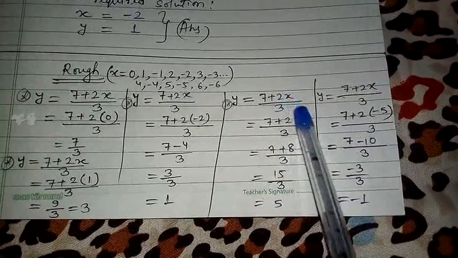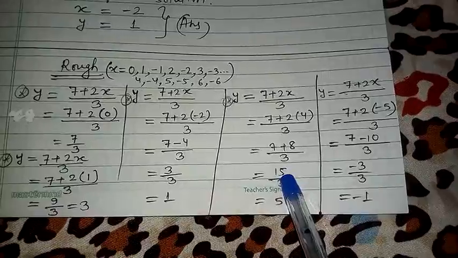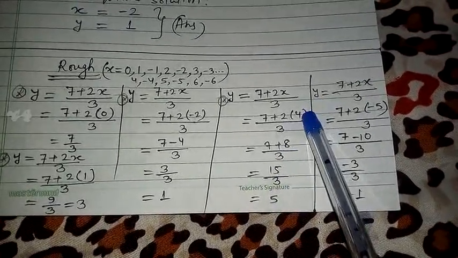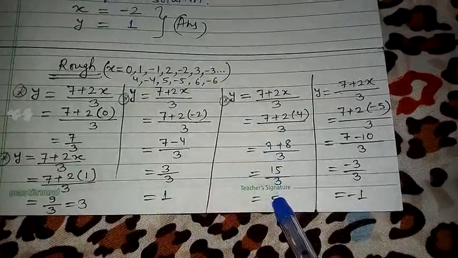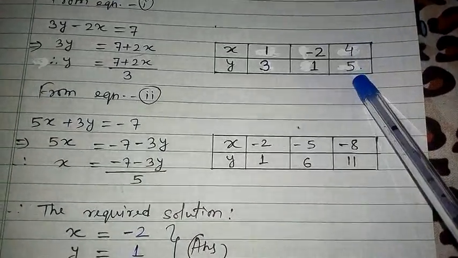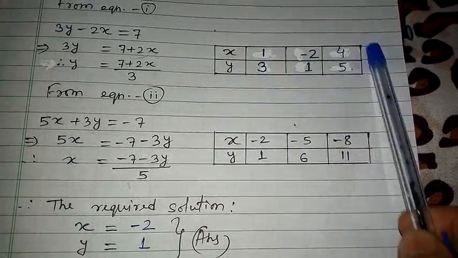Now the value of x is 4, 2 4s are 8, 7 plus 8 is 15, 15 by 3 is 5, 3 5s are 15. So the value of x is 4, the value of y is 5. So 4, 5. So here I write 4 and 5. Now this particular box I will plot in the graph paper.